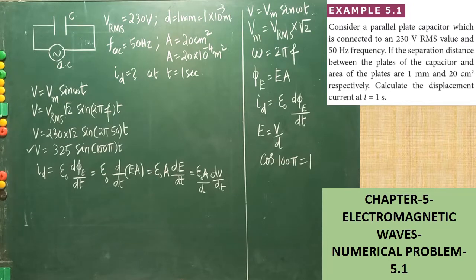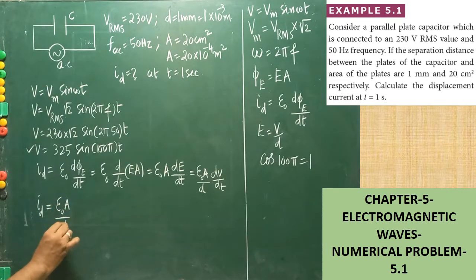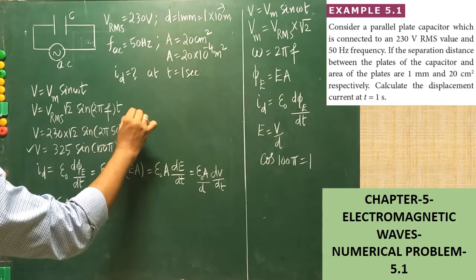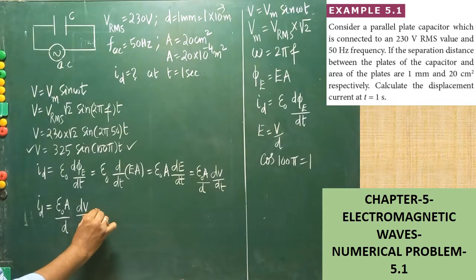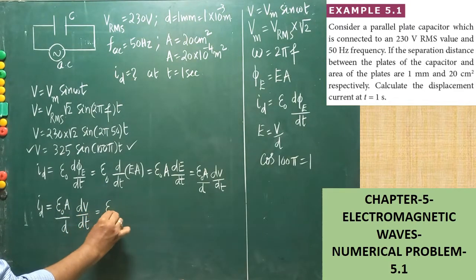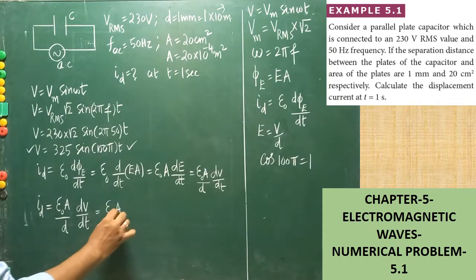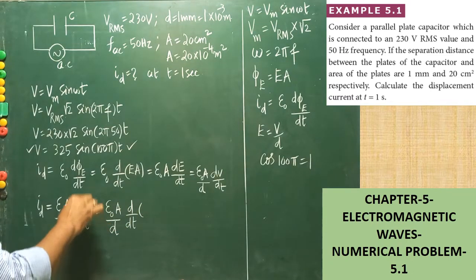So finally, to calculate id, this is the required formula. Are you clear? So I will write the formula now. id is equal to epsilon naught A divided by d, dV by dt is the formula. So here the value of V is already found out. Already it is written here. That must be written here. Okay. Now I will write the factor epsilon naught A divided by d separately, d by dt of, instead of V, we can write this expression.